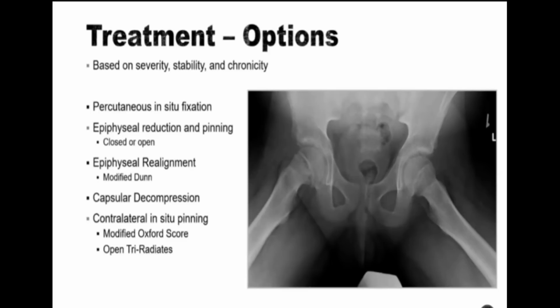Yeah. So excellent points. I really want to echo both of those. If it's a stable SCFE, sometimes we just put a single screw in it. It's pretty easy. It actually holds the epiphysis there quite well. We call that percutaneous because we don't really make a big skin incision, in situ, which means we don't move it, fixation. So that's that first bullet point, number one there.